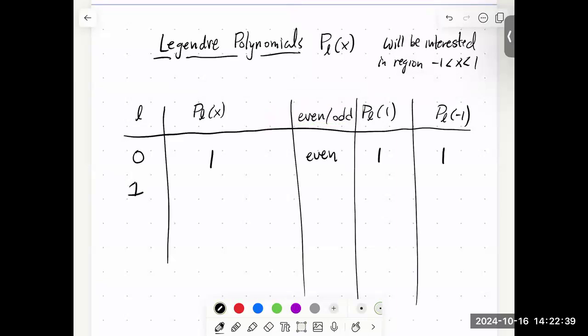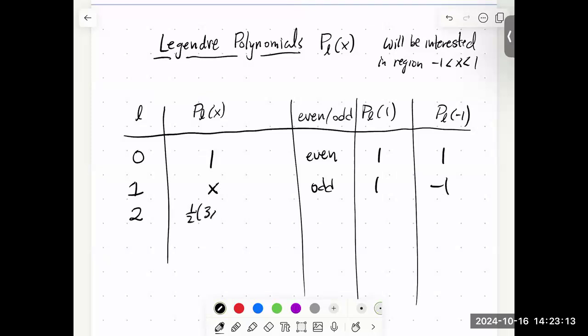Then we go to L equals 1. And the next Legendre polynomial is x. x is an odd function. If I sub in x equals 1 for P of x, I'll get 1. If I sub in x equals -1, I'll get a -1 on the boundary of the range that we're interested in. Okay, the next one is L equals 2.